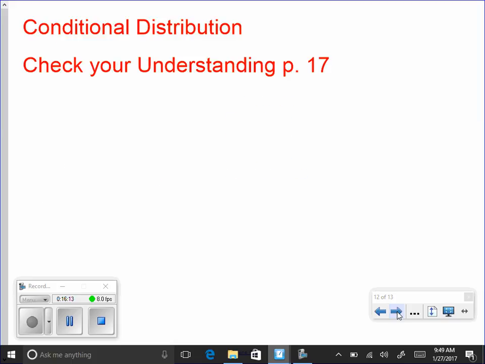So now again, pause the video, take a minute, and I want you to do the check your understanding on page 17. You only have to answer part 1 of the check your understanding. You don't have to do question 2.